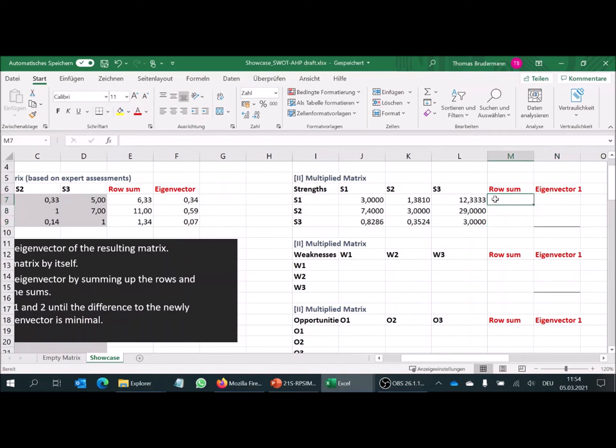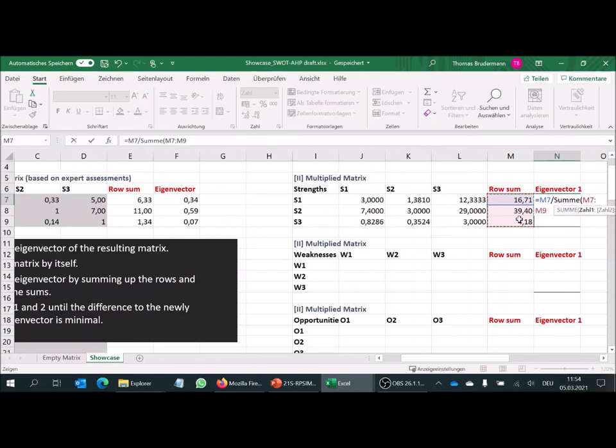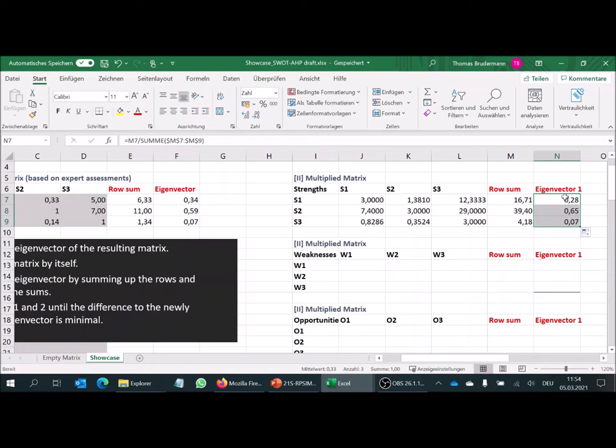Again, we will calculate the row sums. And then the eigenvectors, which is again this row sum divided through the sum of these. Okay, again, I lock these cells so that I can copy the formula. These, by the way, always should sum up to 1.